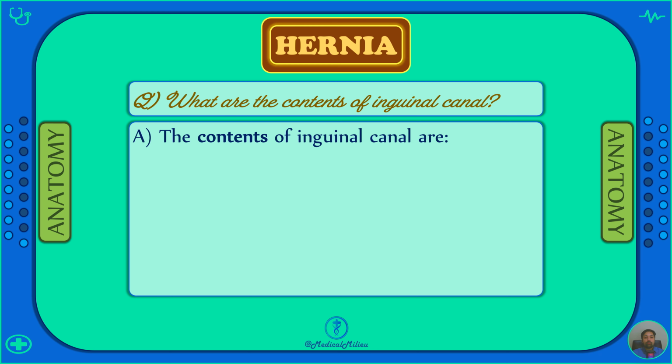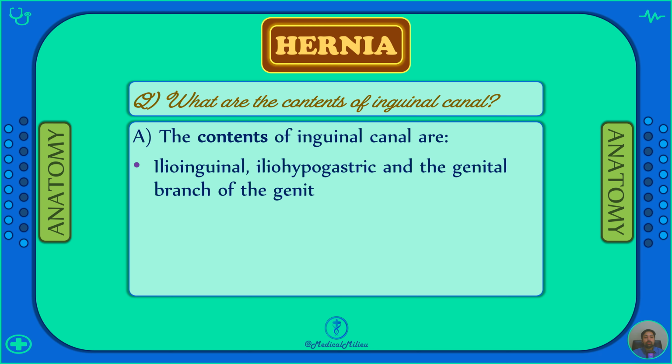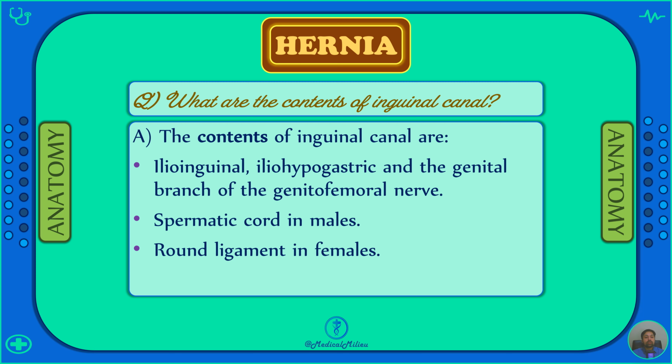The contents of the inguinal canal are: ilioinguinal, iliohypogastric, and the genital branch of the genitofemoral nerve, spermatic cord in males, round ligament in females, and lymphatics.